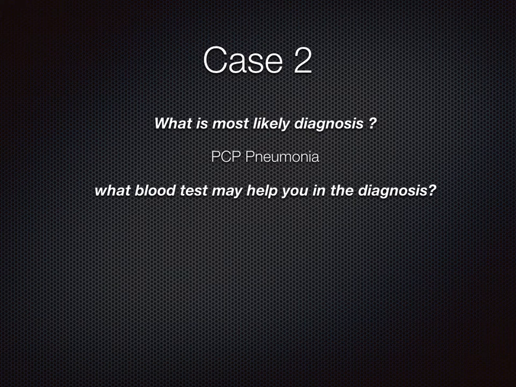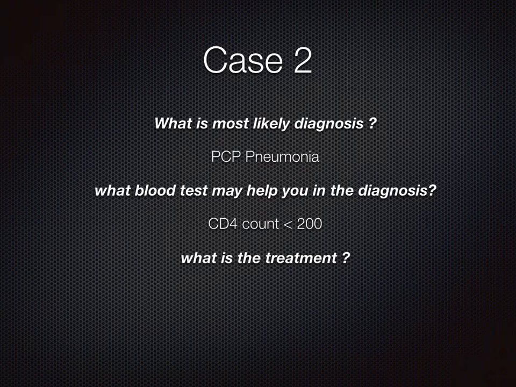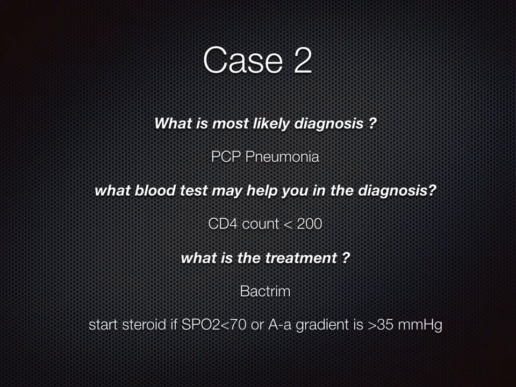That's PCP pneumonia. The other thing they may ask is what blood test may help you in the diagnosis of PCP pneumonia. Of course, the one and only CD4 count, which should be less than 200. What's the treatment for PCP pneumonia? Always in emergency we give two things. We give an antibiotic, Bactrim, or trimethoprim-sulfamethoxazole.